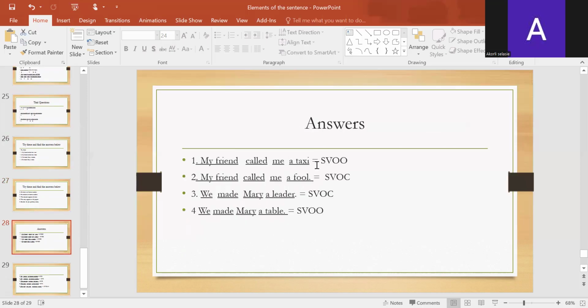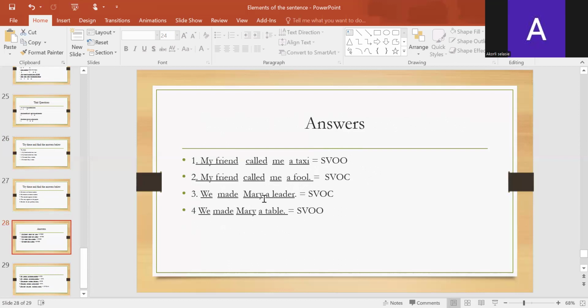So let's look at it. My friend called me a taxi. Like my friend called a taxi for me. It's SVO. But look closely. My friend called me a fool. It's SVOC. It's similar to the structure Kofi named his child Ama. My friend called me a fool. It's SVOC, not OO.